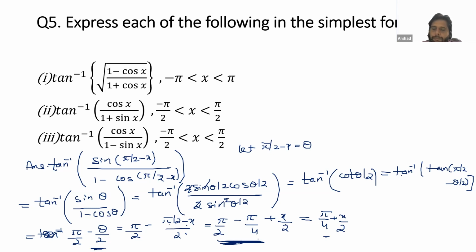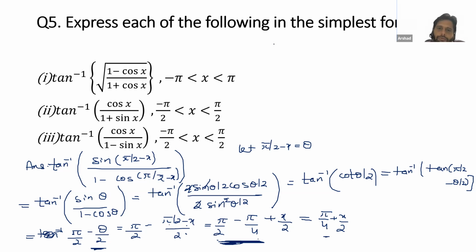Is it clear? So can you explain how you simplified pi by 2 minus x by 2? Pi by 2 minus x divided by 2. This one, pi by 2 minus x by 2.